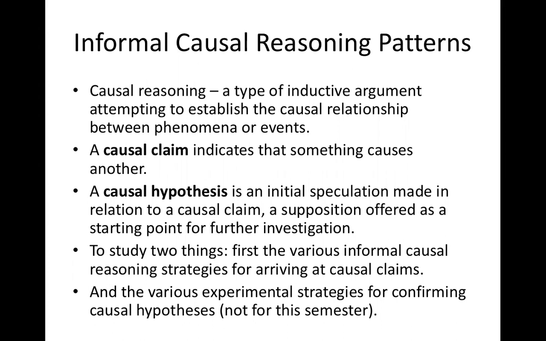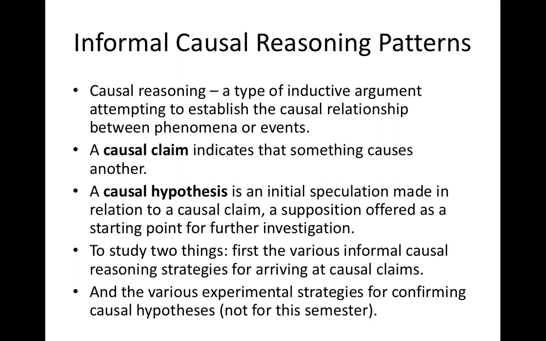Now, we want to study two things, or we're supposed to study two things. First, the various informal causal reasoning strategies for arriving at causal claims. Those are the ones we do as human beings, whether we were educated to do it or not. And then we have the various experimental strategies for confirming causal hypotheses. That's the one for scientists, and we can't do it this semester.